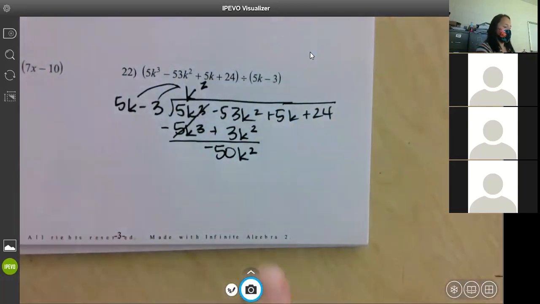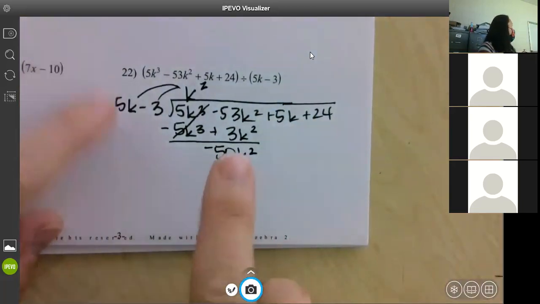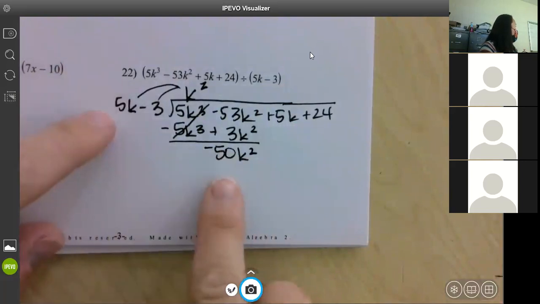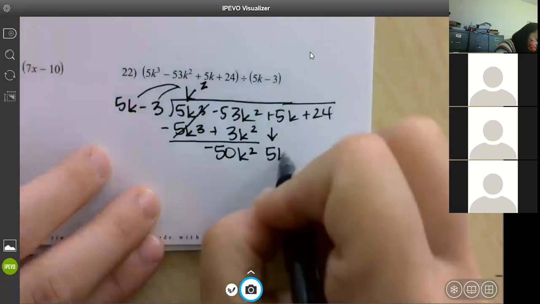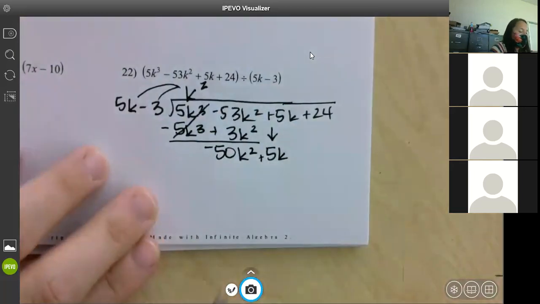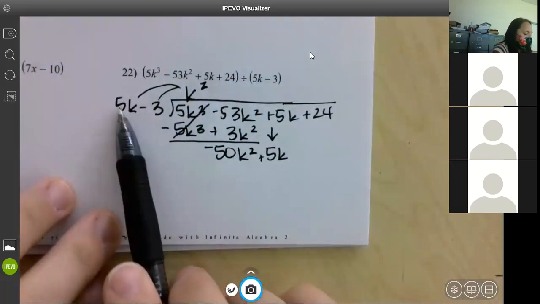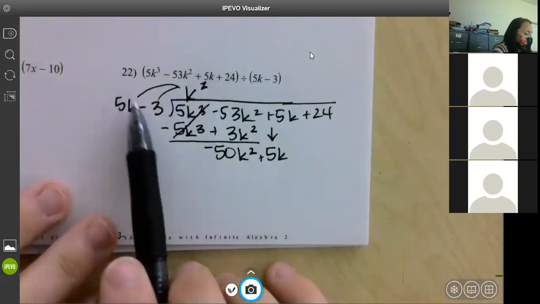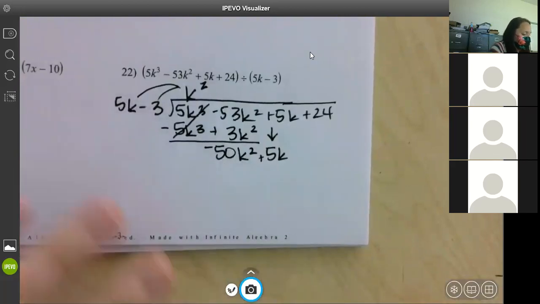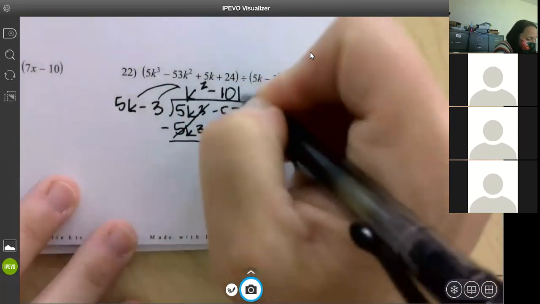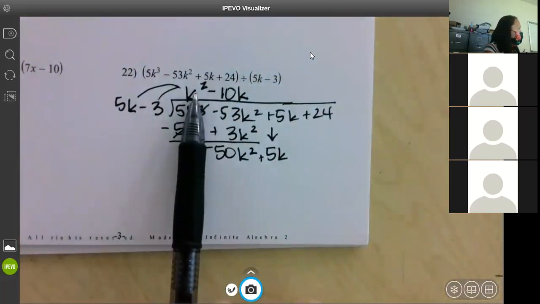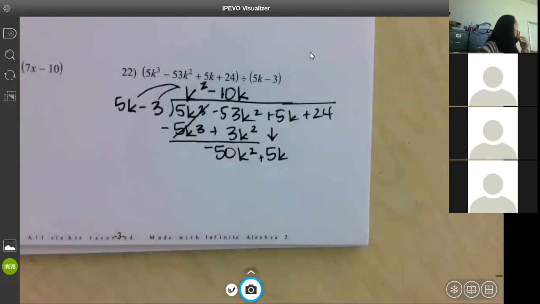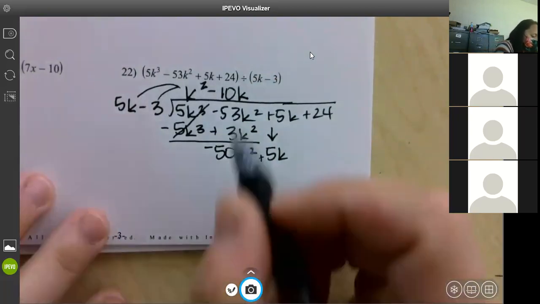If you guys notice, it's always going to be a factor that you can work out here. It's not going to be anything crazy. Bring down our 5K. What can I multiply by 5 to get -50? And what can I multiply by K to get K squared? -10 and K. And if you look on the top, it'll always go down in order: K squared, K, and then our next term will not have a K. Okay, it'll always do that.